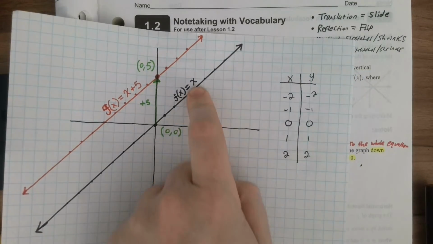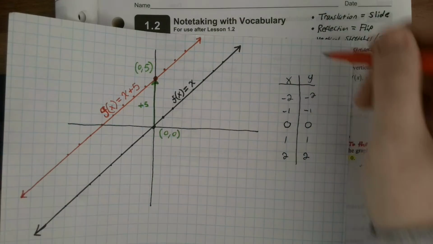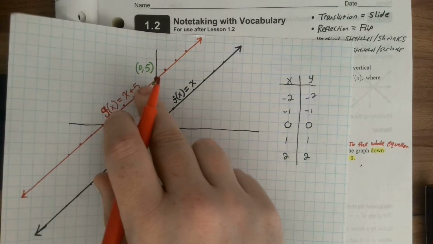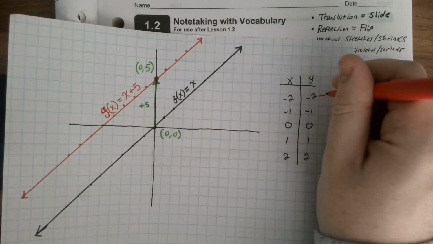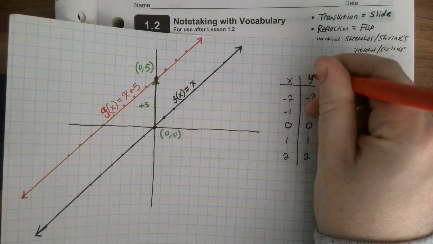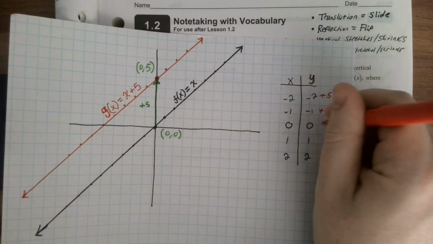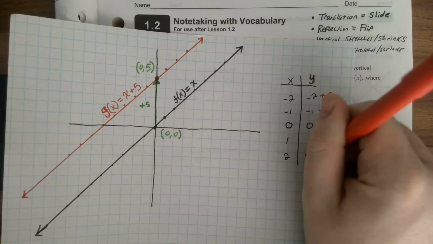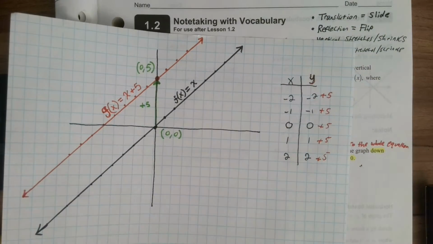What I'm literally doing is taking these y values and adding 5 to them. That's what it means to move the output by 5. Y is our output. That's all we're doing, just adding 5 to every output.